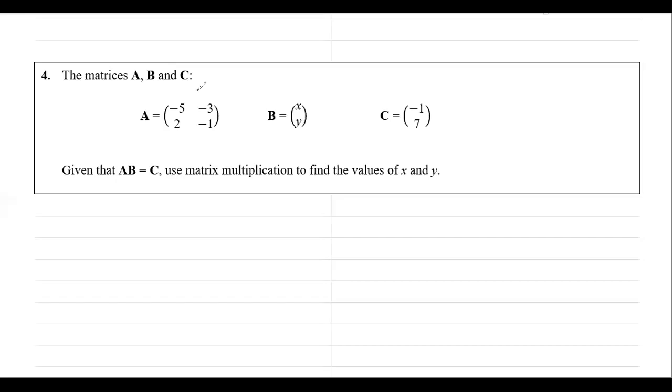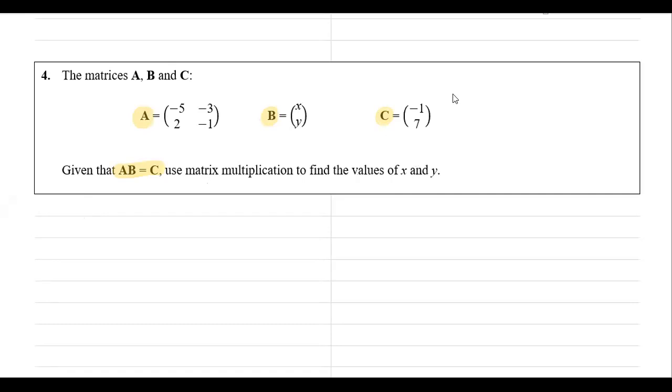All right, so in this last example, we're asked to solve a matrix equation here. So we're going to solve AB equals C. A is a 2 by 2 matrix that we've met already. B and C are column vectors. We can think of them as matrices as well. They're 2 by 1 matrices. We're going to solve this equation using an inverse matrix, and we're going to get the values of x and y.